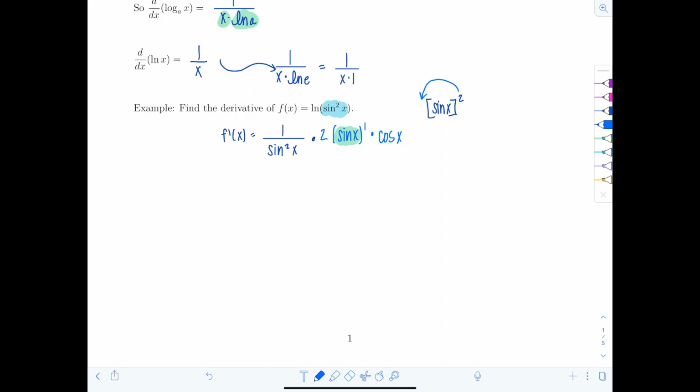All right, looking good. Let's see, can we cancel anything? Oh yeah, so this sine of x cancels with one factor of sine in the denominator. So now I have 2 cosine x over sine x, and this is equivalent to 2 cotangent of x.